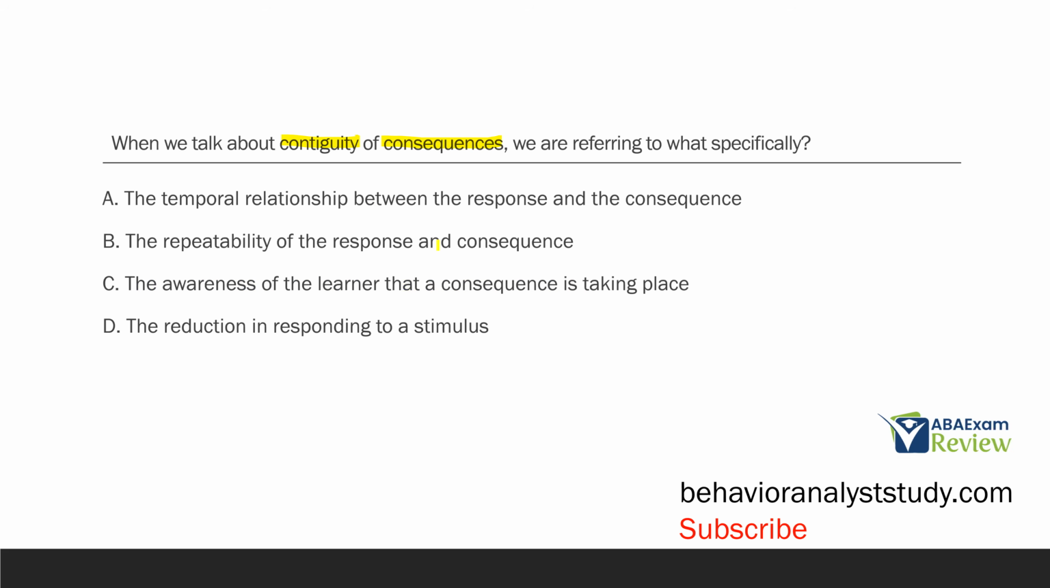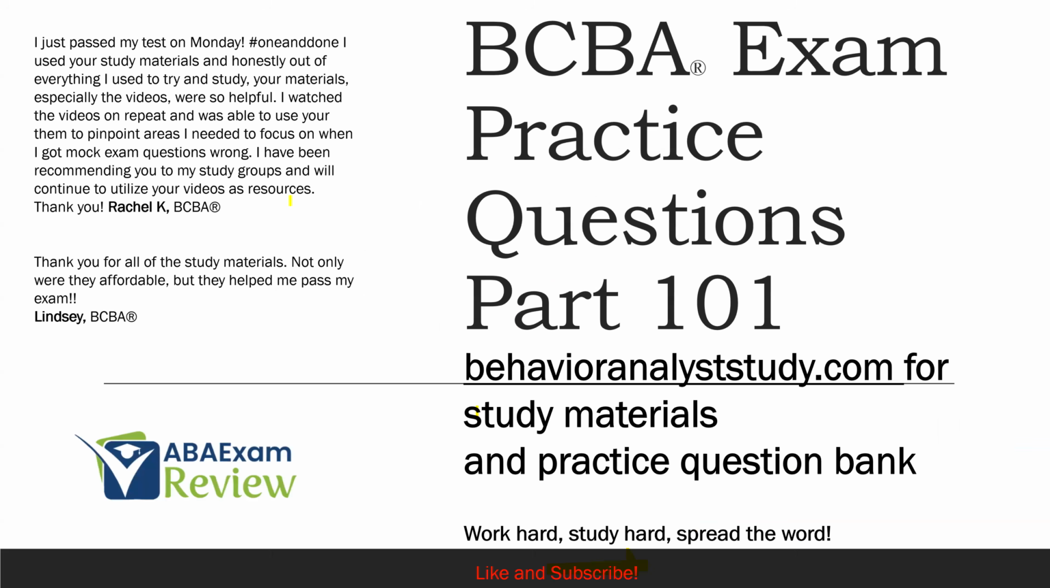C, the awareness of the learner that a consequence is taking place. That has to do with automaticity, not contiguity. This is where fluency is becoming very helpful. And then D, the reduction in responding to a stimulus. That would be habituation. So C and D, if you're fluent, you should eliminate immediately. And then if you're very fluent, you should know contiguity, and you know that has to do with closeness, and it has to do with the temporal relationship between the response and the consequence.